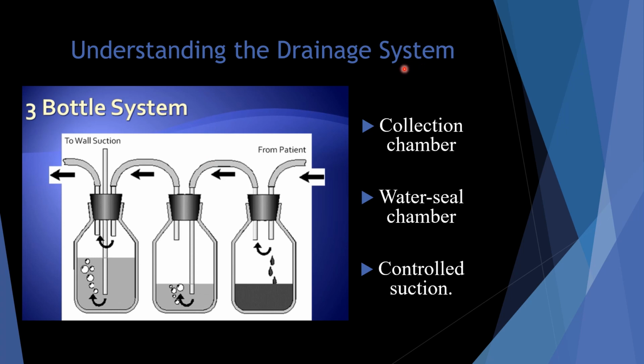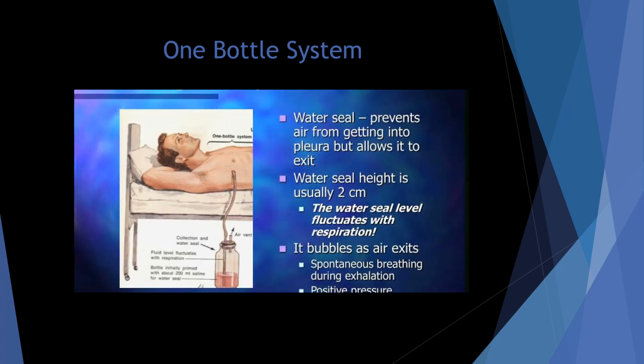All right, so there's our 3 bottle. We saw that in class. We're going to have a collection chamber, a water seal chamber, and one that regulates the amount of suction. I've got a note over here. It says eliminate this slide. Huh. All right, let's start with the single bottle system.